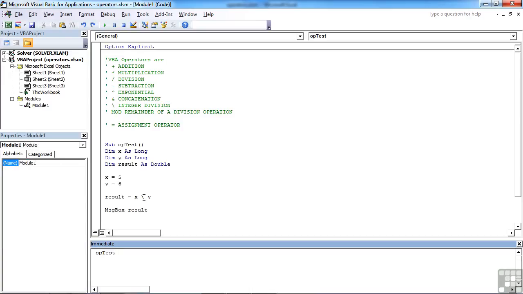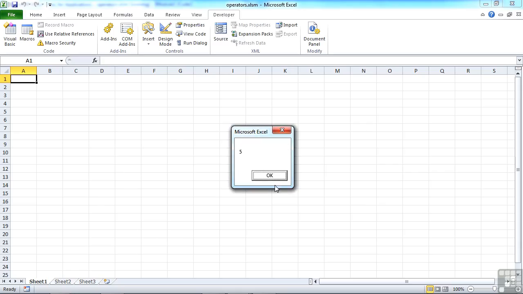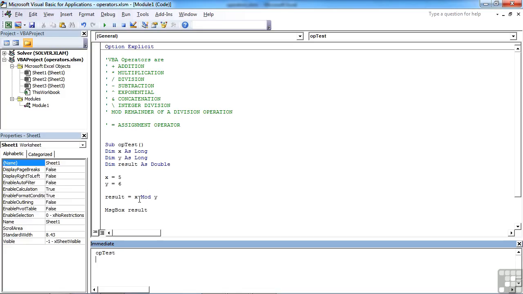And then the last of our operators to try is the mod. It goes in the same place as our others. So it's x mod y, which gives us 5. So if we look at the maths behind that, we've got 5 divided by 6 doesn't go, leaves us 5, which is why mod returns 5.